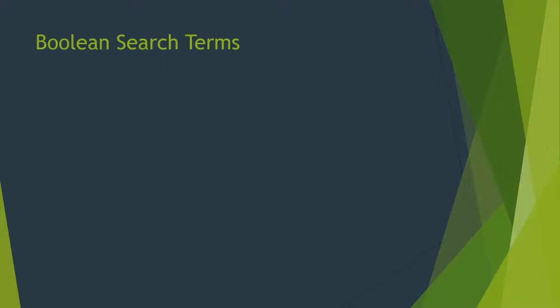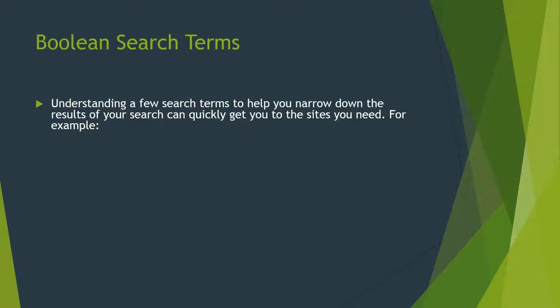Searching the internet can sometimes be very, very difficult because you can get many, many results and you don't know how to narrow them down. Well, did you know just by understanding a few search terms, you can narrow your results down for whatever you're looking for on the internet?